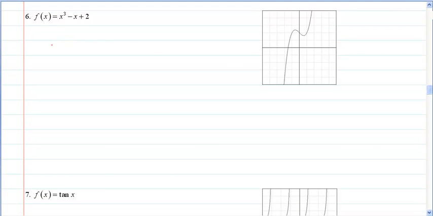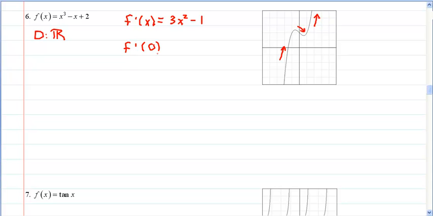For number 6, we have a polynomial function, and the domains of polynomials are all real numbers. So looking at the graph, I see that it's increasing on this side, decreasing here, and increasing here. So we know that when we check this algebraically, this will not be monotonic, and therefore it will not have an inverse. So let's start by finding f prime of x, and for f prime of x, we get 3x squared minus 1. And if I pick a value for x, let's take f prime of 0, and another value of x, we'll pick f prime of 2.